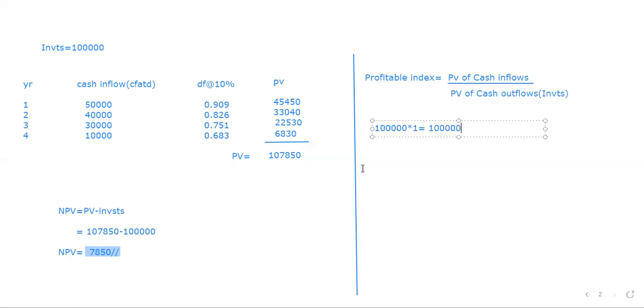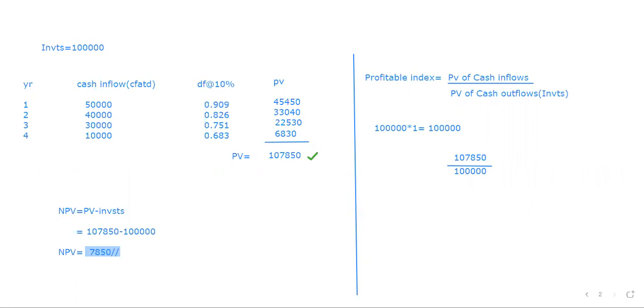But how much did we get as the present value of this one? The present value means this stuff, so we are going to take this formula. So I am going to go with present value 1,07,850 divided by 1 lakh, which we have just got. So how much is that? Let me calculate.